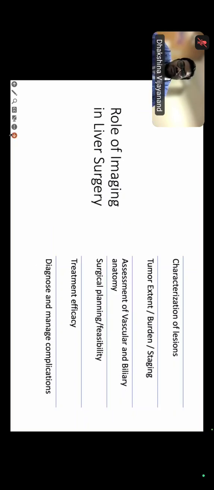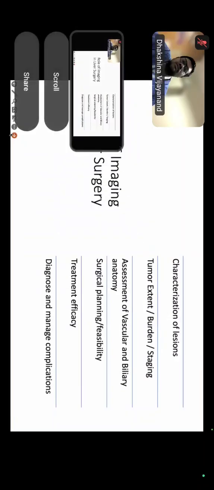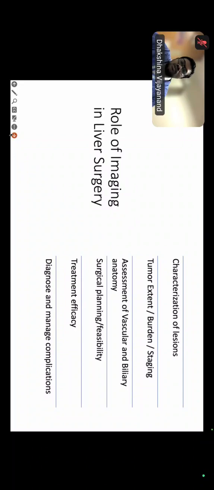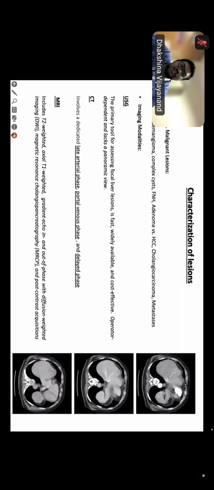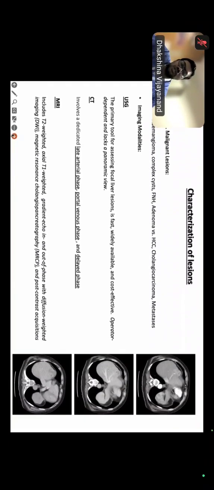So coming to the role of imaging, mainly it is to characterize the lesion so that we can know what is there, and also to know the tumor extent and burden, and to stage the disease if it's malignancy, and assessment of vascular and biliary anatomy, surgical planning and feasibility, and also the treatment efficacy, and to diagnose and manage complications.